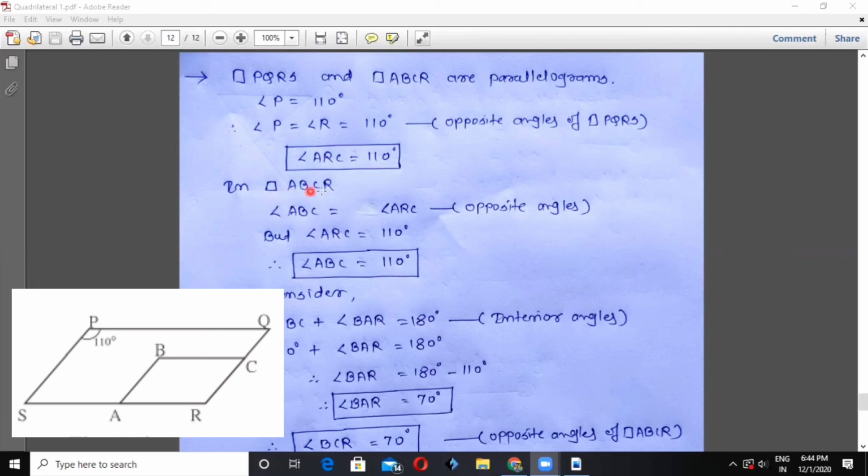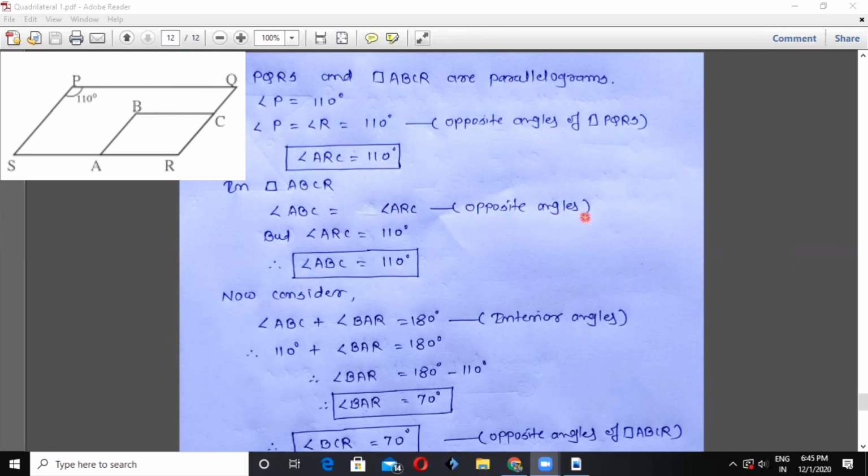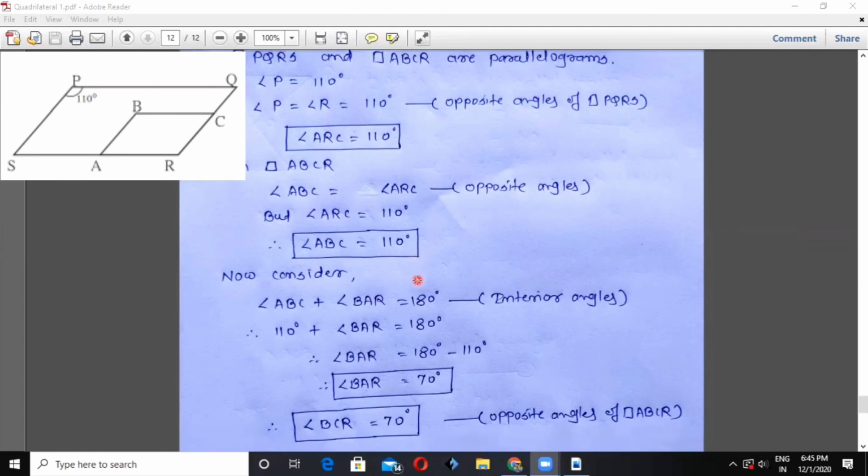Now consider quadrilateral ABCR, which is again also a parallelogram. For this, angle ABC is equal to angle ARC, because these are opposite angles to each other. And we just found the measure of angle ARC is 110. That's why measure of angle ABC is also 110. So that is the second measure of angle of quadrilateral ABCR.